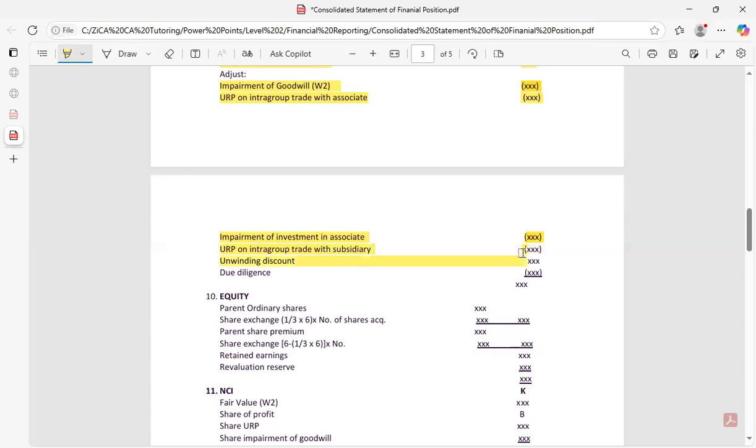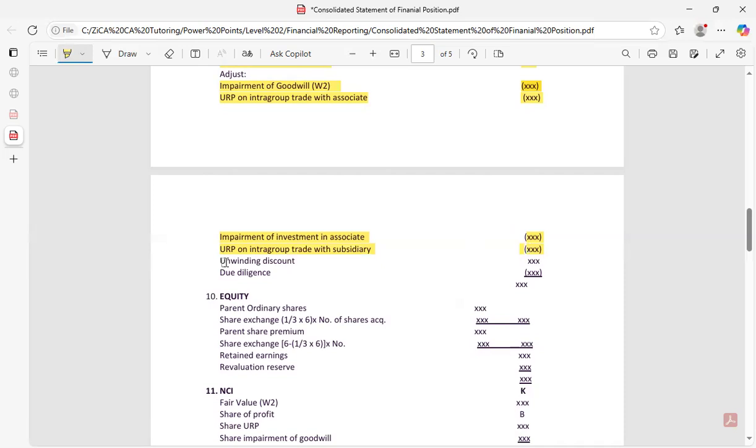Again, the issue that you need to understand here, you only apportion if it's the subsidiary that has sold to the parent, right? If the subsidiary sells to the parent, it simply means the unrealized profit is going to be earned by both the parent and the non-controlling interest. But if it's the parent that sells to the subsidiary, it simply means the unrealized profit is earned by only the parent. This is something that you need to understand as well.